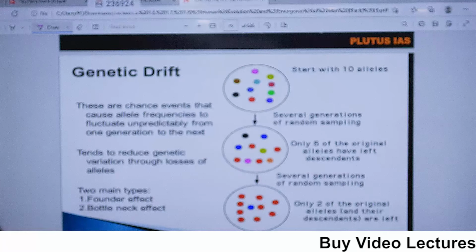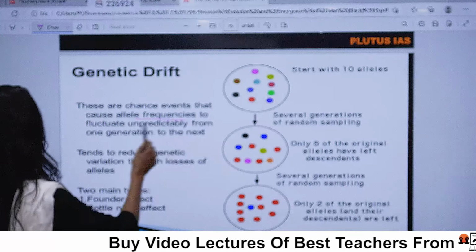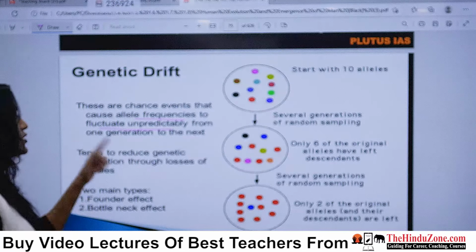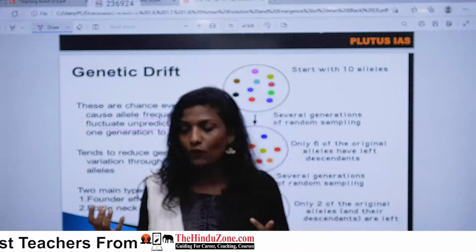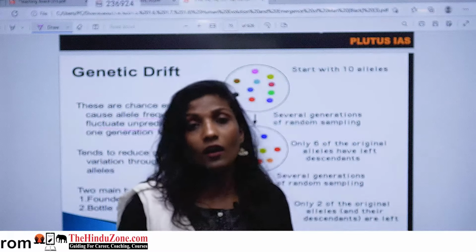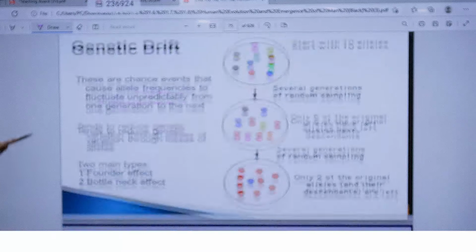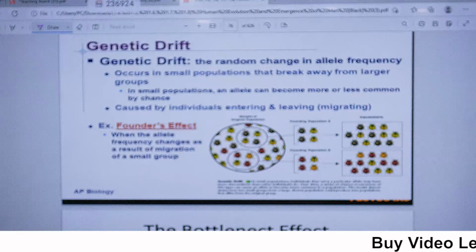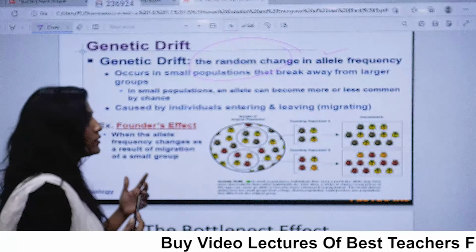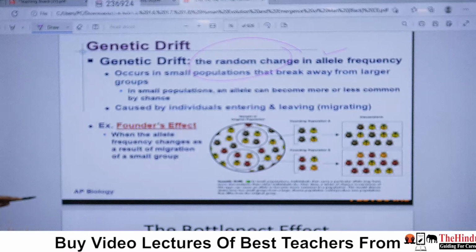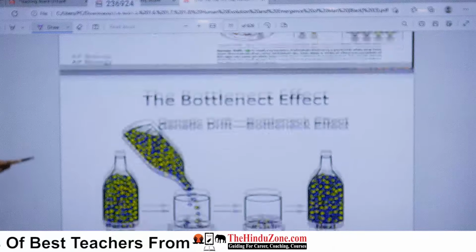Genetic drift involves chance events that cause allele frequencies to fluctuate unpredictably from one generation to the next. We do not know what type of information I am going to get from both of my parents. That is genetic drift. It is a random change in allele frequency. An allele is like DNA. It is a random change, we do not know. It occurs in small populations that break away from larger groups.